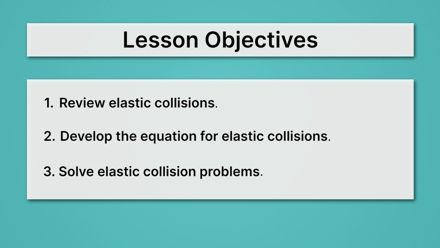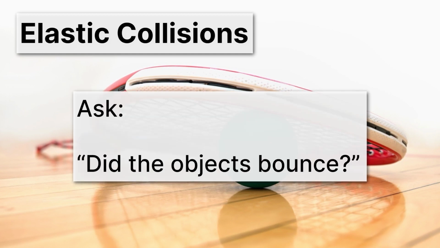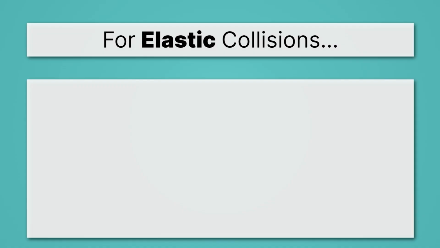All right, first up, let's review elastic collisions. Remember that elastic collisions are a collision between two objects where things bounce. So we want to ask, did the objects bounce? If the answer is yes, like say a racquetball, then we have an elastic collision. Also remember that we went over several important facts for our elastic collisions. First up, we said that kinetic energy is conserved. That means the energy that comes from motion before and after is the same. So you'll see motion before and after an elastic collision.